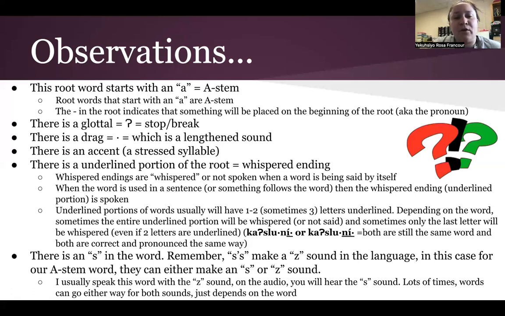So underlined portions of words usually have 1 to 2, sometimes 3 letters underlined. It depends on the word, but 1 to 2 generally. Depending on the word, sometimes the entire underlined portion will be whispered or not said. And sometimes only the last letter will be whispered, even if 2 letters are underlined. So gazlun or gazluni, you can see that it's just the I or the NI that are underlined, but it's still the same word. And both are correct and pronounced the same way. So different speakers pronounce it differently too. You might hear an audio and they might say it one way, then you might hear another one and say it another way. They're both correct.